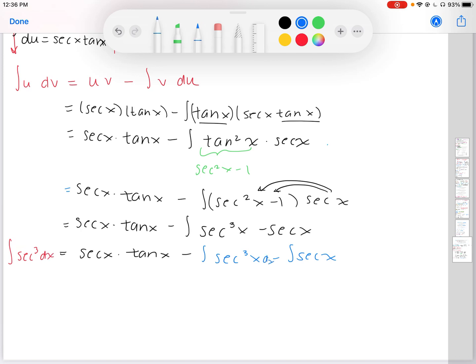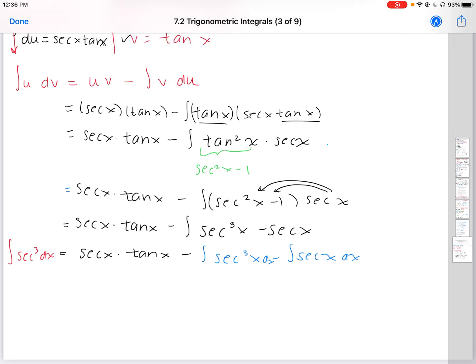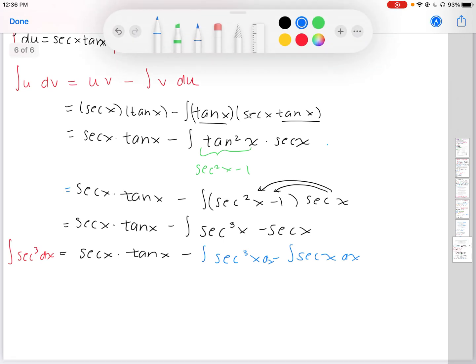Remember to write dx. So remember that trick we did in section 7.1 when you're in a situation where you're going to be going in circles. Well, we have an equation. We're going to add to both sides. So add the integral of secant cubed of x dx to both sides. You add the same, so you have two copies of it. So you have 2 times the integral of secant cubed of x dx. To get rid of the 2, you multiply by 1/2 on both sides.